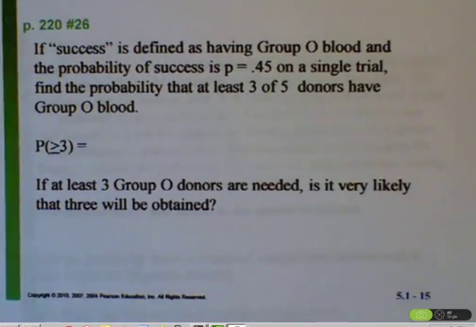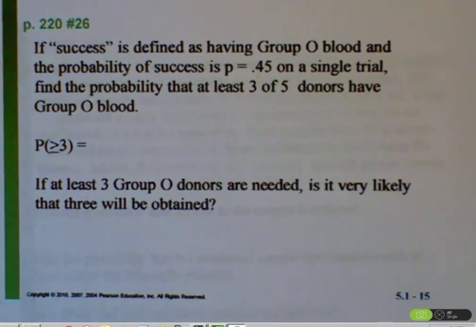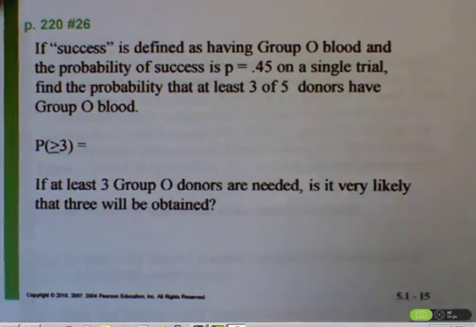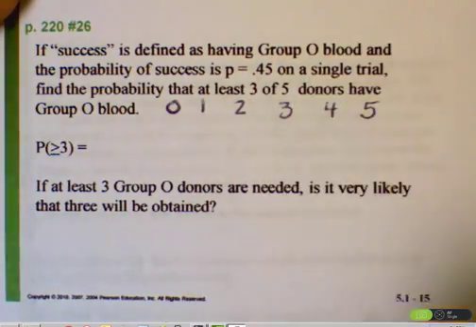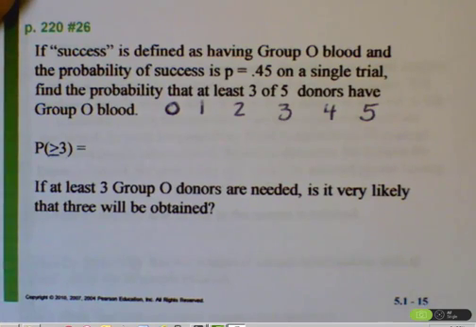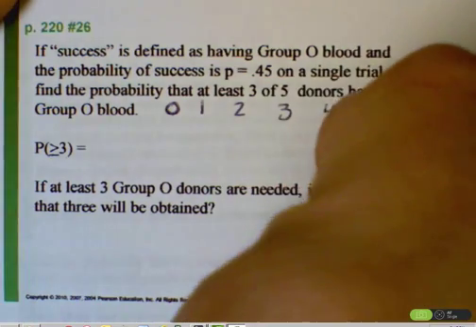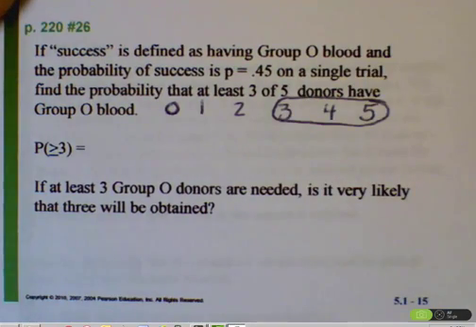All right, let's do a few more examples. If success is defined as having group O blood and the probability of success is 0.45 on a single trial, find the probability that at least 3 of 5 donors have group O blood. If I randomly choose 5 people, then the answer to the question, how many of them have group O blood, would be either 0, 1, 2, 3, 4, or 5. If I want the probability of at least 3, that means 3, 4, or 5.